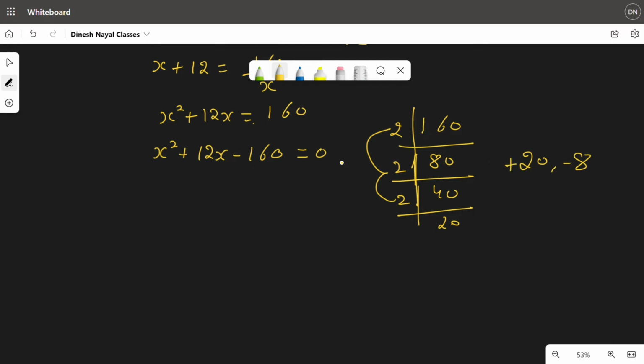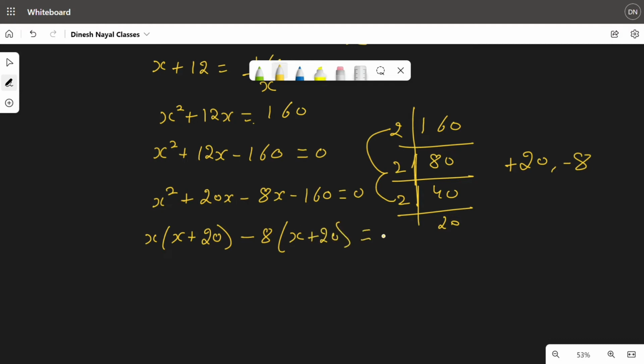So this is x square plus 20x minus 8x minus 160 equals 0. Now taking common, this will be x, this will be x plus 20, and this will be minus 8. Again this will be x plus 20. We can take x plus 20 common from them, and this will be x minus 8 equals 0.